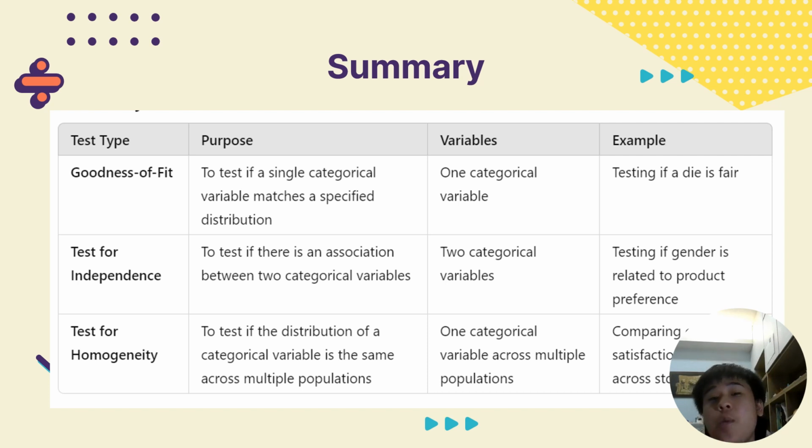Last but not least, the test for homogeneity tests if the distribution of a categorical variable is the same across multiple populations. There's one categorical variable across multiple populations. An example is comparing the satisfaction of customers across different stores or stores from different regions.